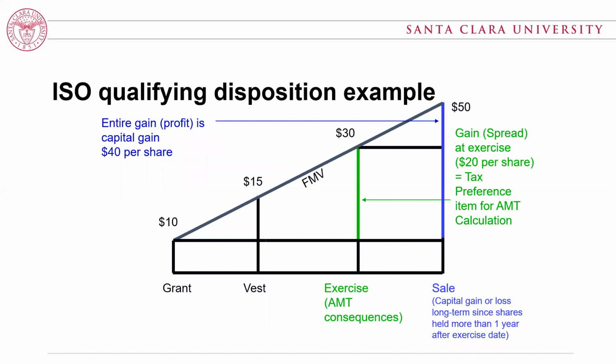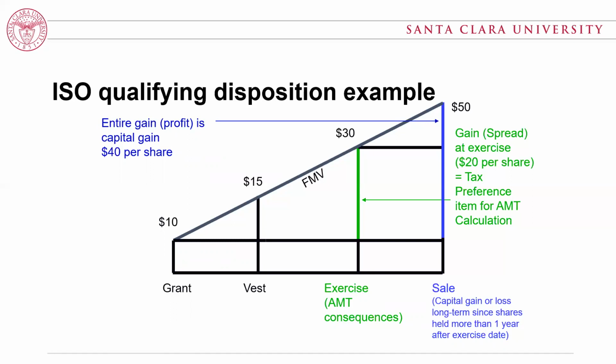And so now, can you walk us through the math a little bit? I can. First, we'll look at a qualifying disposition. You'll see the grant price is 10, and the vesting price is 15, but that doesn't mean anything because there's no income at vesting. There's no tax event at vesting.